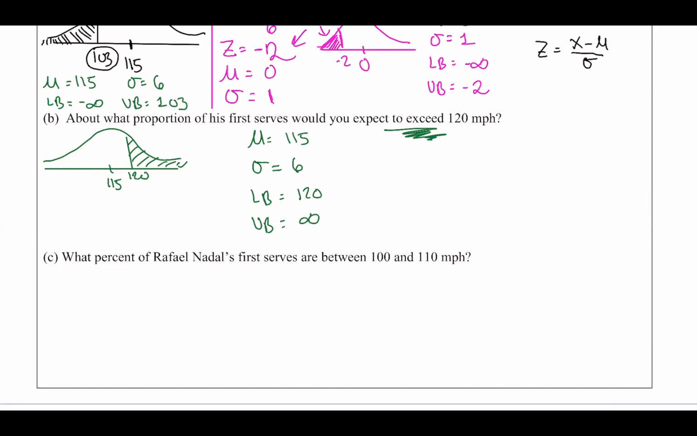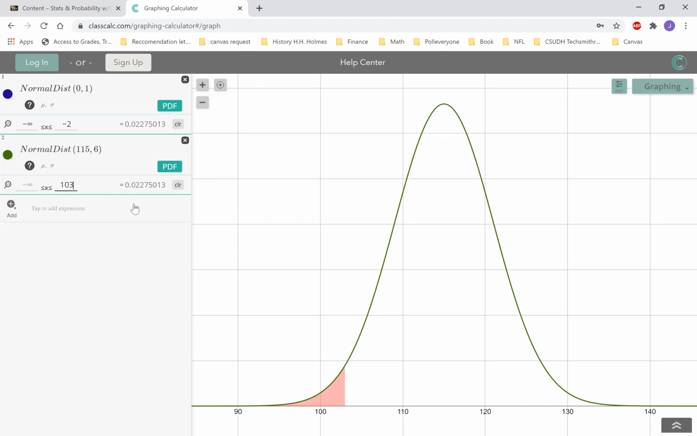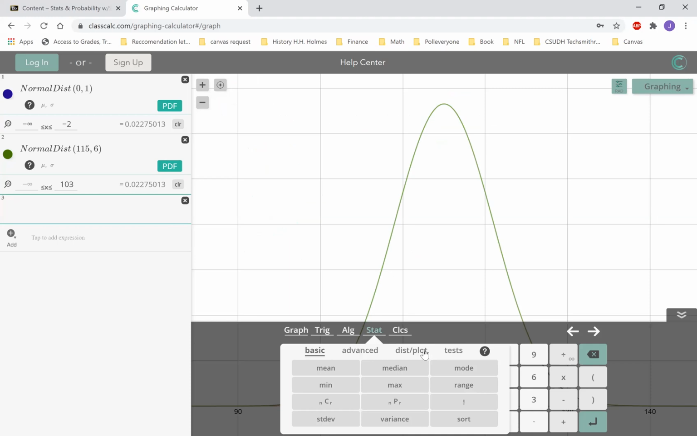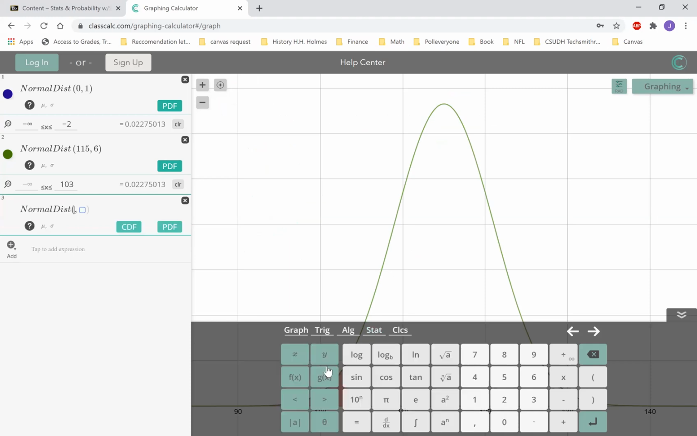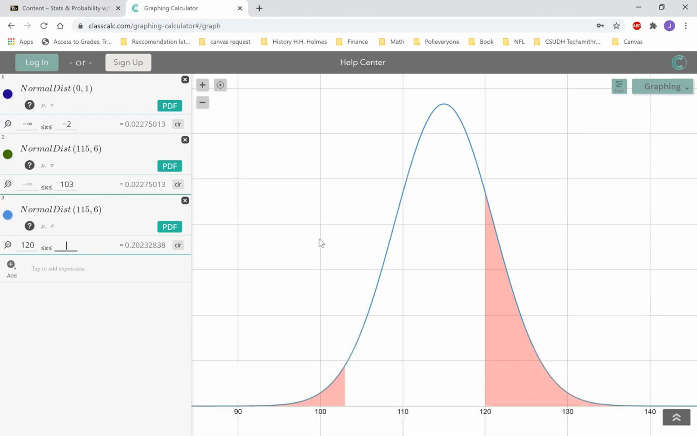All right. So let's go to Classcalc and let's do the answer. If I do this in Classcalc, we'll say stats, distribution, normal distribution. You say the mean is 115. We say standard deviation is equal to 6. And you want to make sure this is a CDF. We put that the lower bound is 120 and the upper bound is infinity. If you look at the drawing it's giving me, well, you want to be careful. Let me deselect this one.